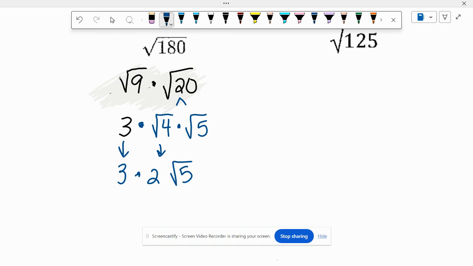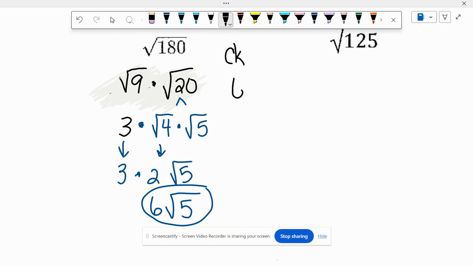So what is 3 times 2? 6. So the square root of 180 is the same thing as 6 times the square root of 5. So I just want to show you, if you wanted to check that, you take your whole number on the outside and square it and multiply it by the radical value on the inside. What is 6 squared times 5? It's 180. Look at that. So we simplified that perfectly.